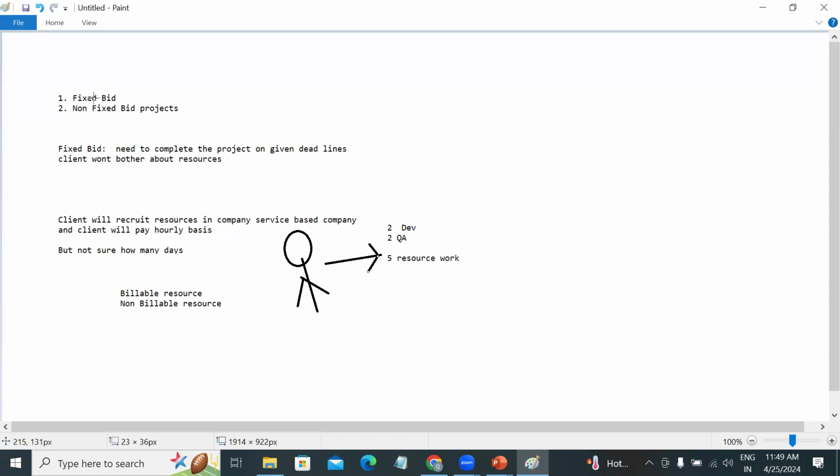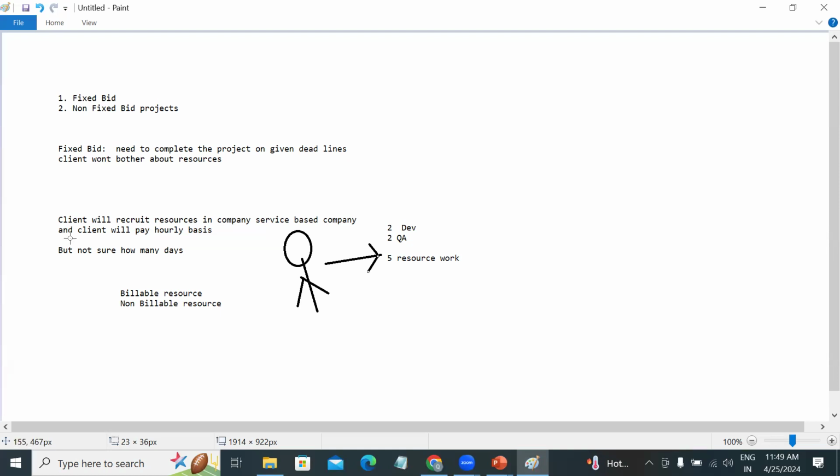Okay. Two types of projects. What are those? Fixed bid and non-fixed bid projects. In this, time is fixed and price is fixed. The client doesn't bother about the resources. I need a project in 8 months or 1 year, and I will pay this much amount. How many resources you are maintaining is your wish. I don't require that.